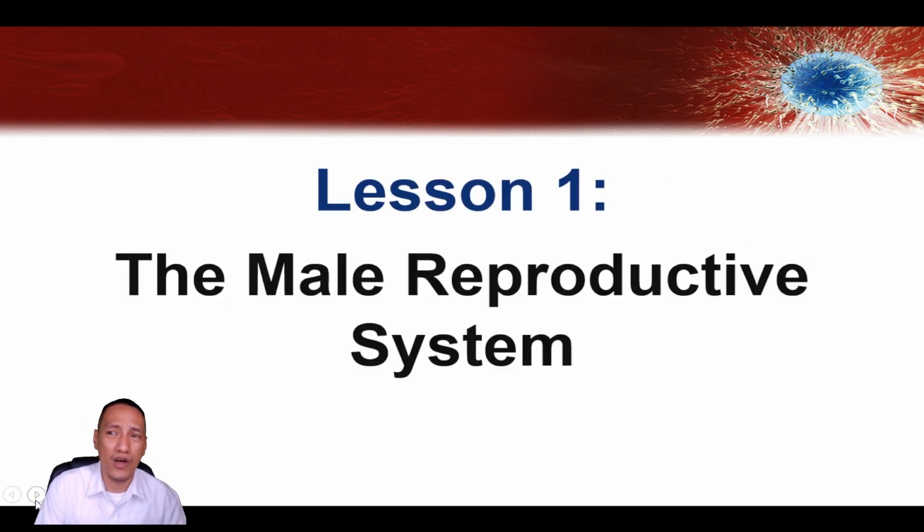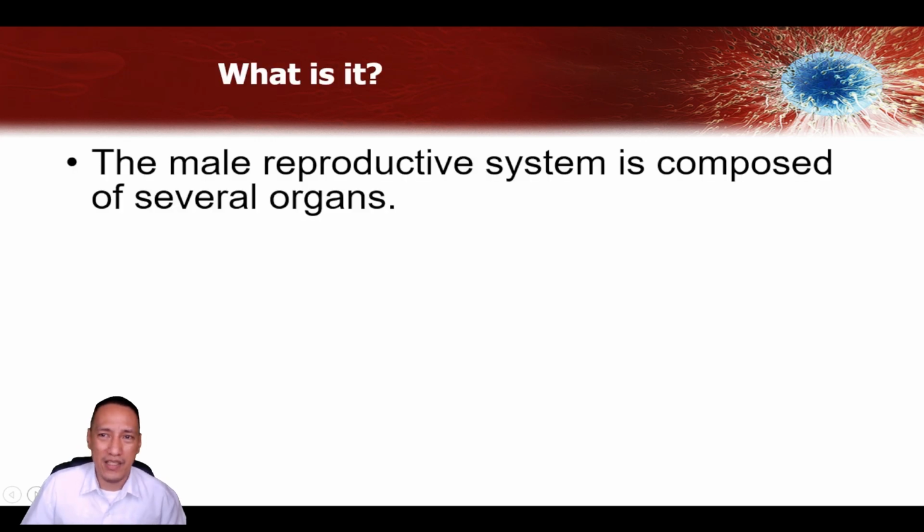So let's now talk about lesson 1, the male reproductive system. Like I said, video number 2 is for the female reproductive system. Kung nandun na kayo, you can jump to that one later on. What is it? The male reproductive system is composed of several organs. Kaya nga sinabing system kasi marami-raming different organs na work together in order to perform their duty as a system.